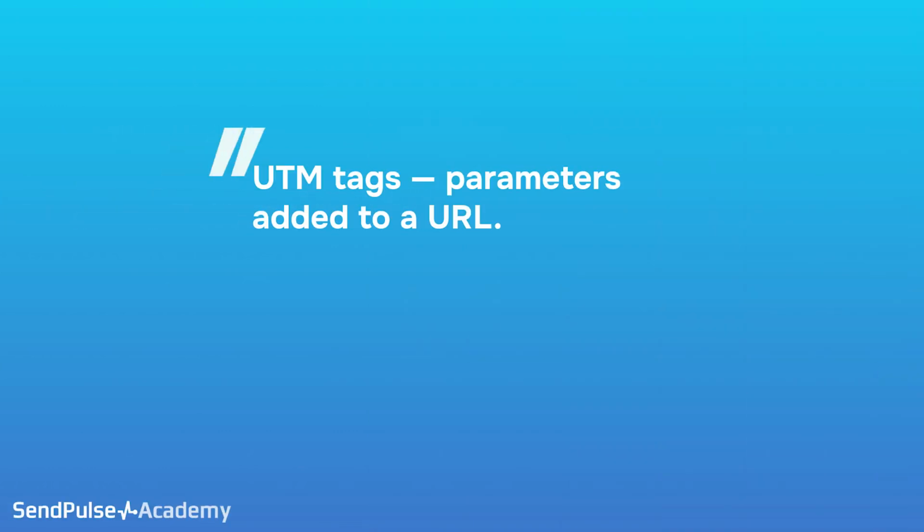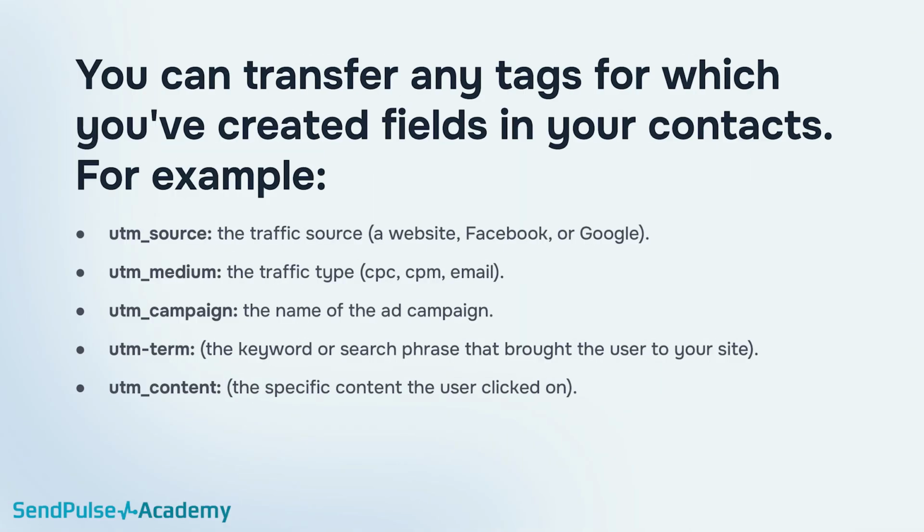To know where each of your clients comes from, it's worth saving UTM tags, parameters added to a URL. In this lesson, we'll show you how to pass these tags from your website forms to your CRM. For this, you'll need an external form on your website or landing page, whether it's a subscription, payment, or any other type of form. You can transfer any tags for which you've created fields in your contacts.